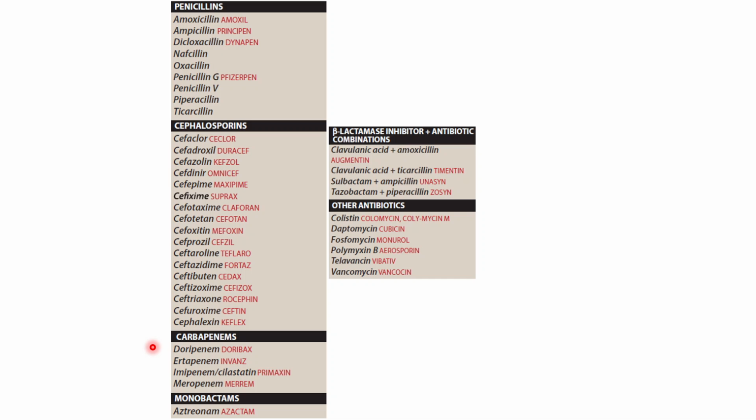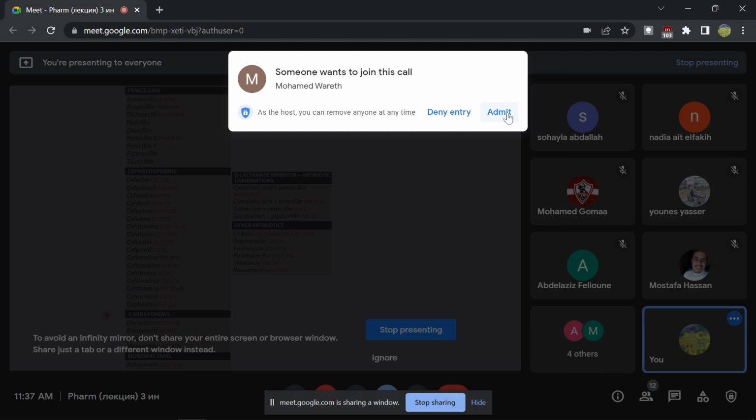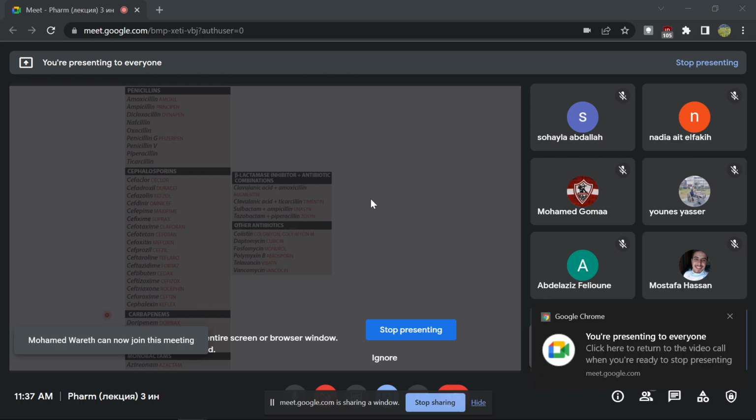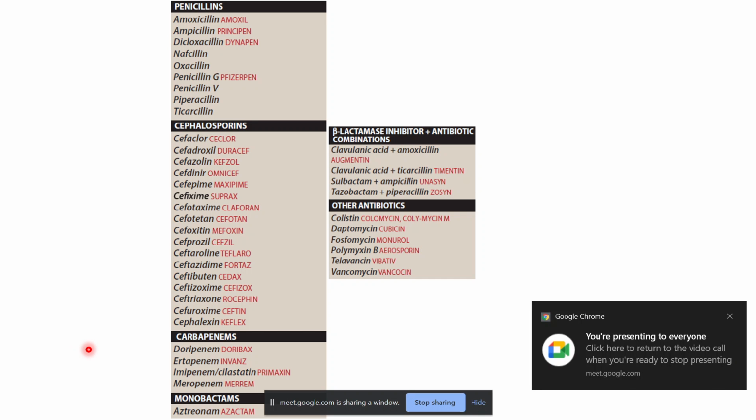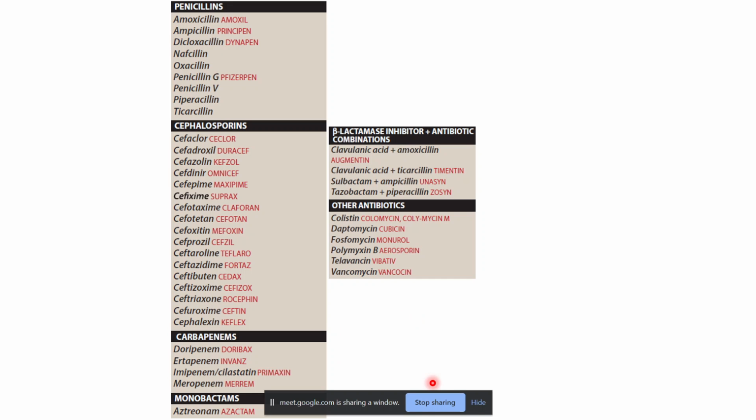Then the fourth group is carbapenems, and carbapenems are all injectables and have the broadest spectrum of action of all cell wall synthesis inhibitors, and monobactams are antibiotics with a narrow spectrum of action, and used seldomly.